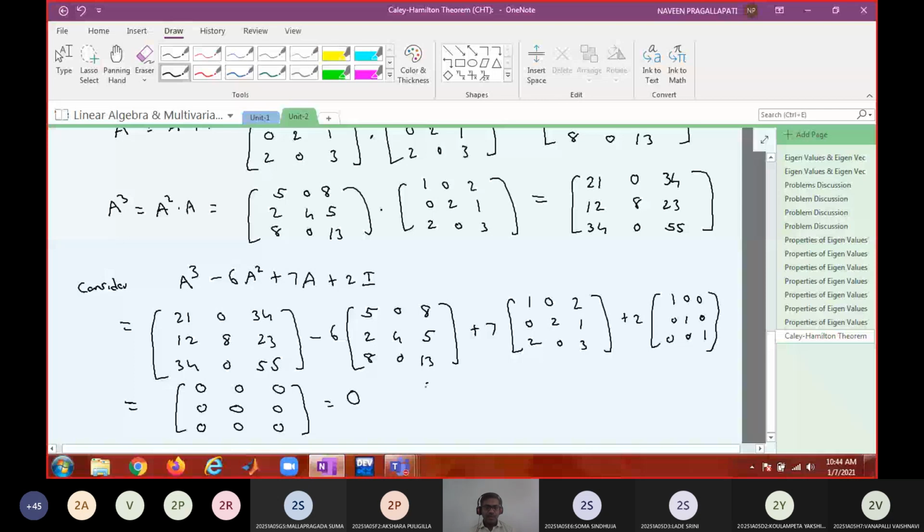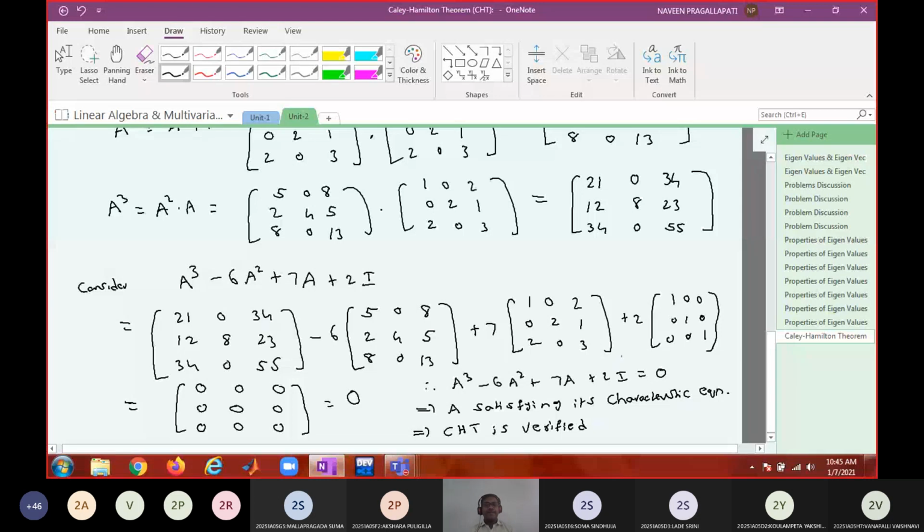Therefore, A cube minus 6A square plus 7A plus 2I equal to 0 implies A satisfies its characteristic equation. Hence, the CHT, that means the Cayley-Hamilton theorem, is verified.